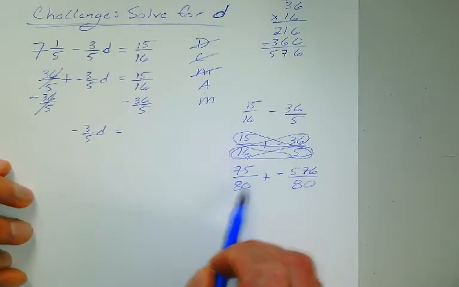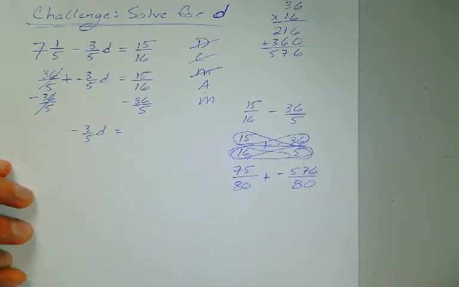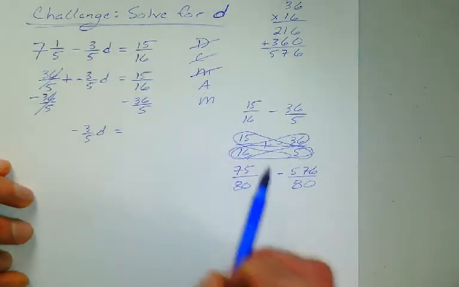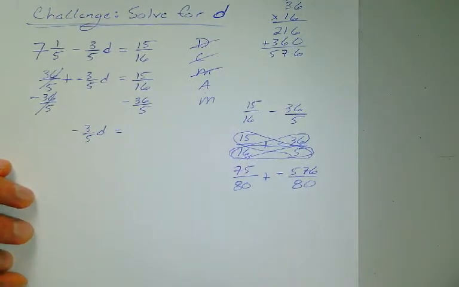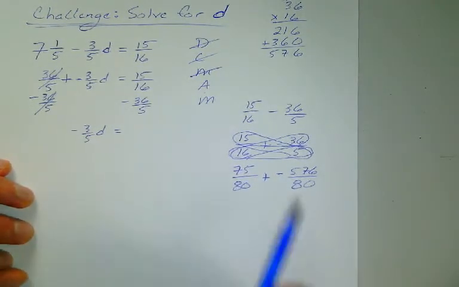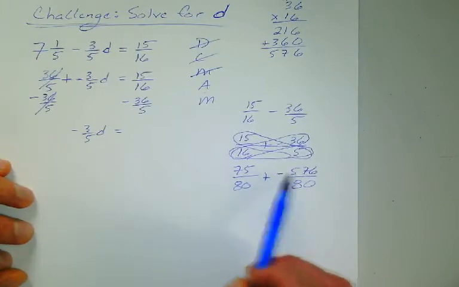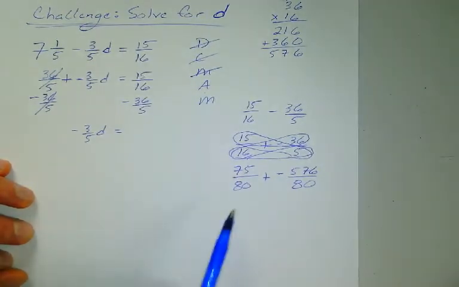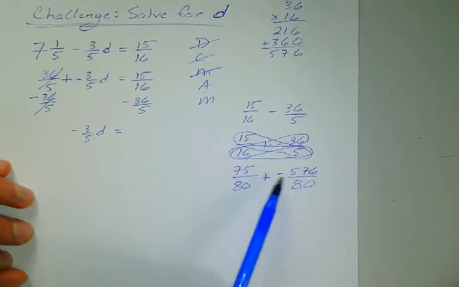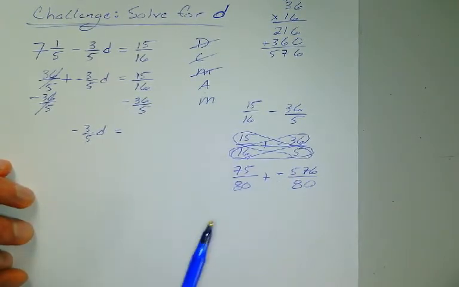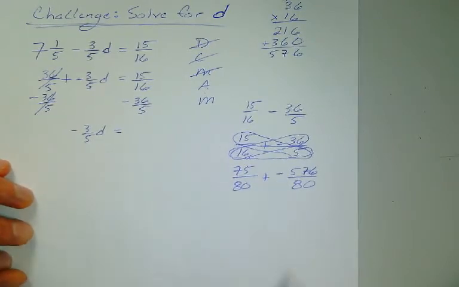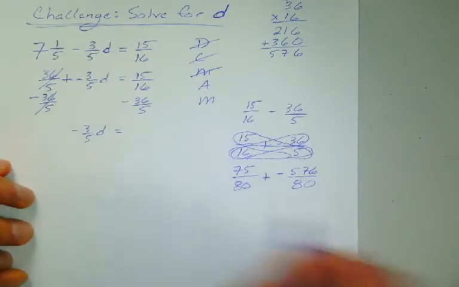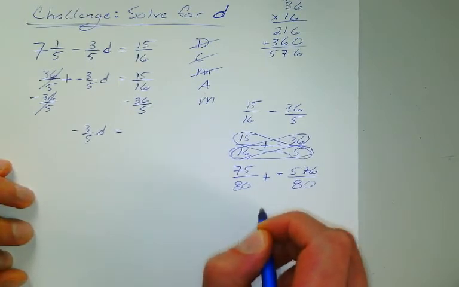Now we have common denominators, so we can add our numerators together. Now 75 plus negative 576. That's a little tricky because we're subtracting a bigger number from a smaller number. So we're going to have to use our rules for adding two numbers with different signs. The rule here is keep the sign of the larger. So negative 576 has a larger absolute value, so our answer is going to be negative.